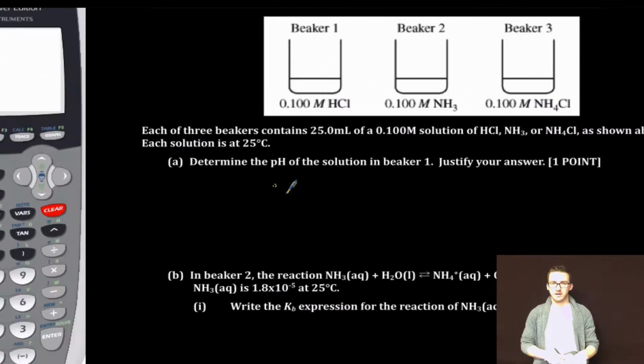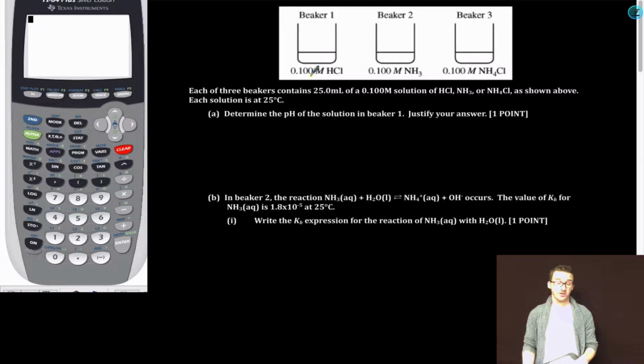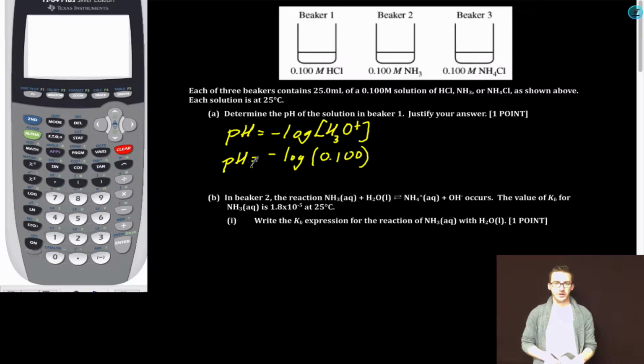Justify your answer. Alright, first thing we want to do is take a look at beaker 1 and recognize that it contains hydrochloric acid, a strong acid. Therefore, whatever the concentration of the acid is, that will also be the concentration of the hydrogen ion because it is a strong acid and completely ionizes. So, pH equals negative log hydronium ion. We're simply going to plug in the concentration for the hydrogen ion. And then jump to your calculator if you need to.